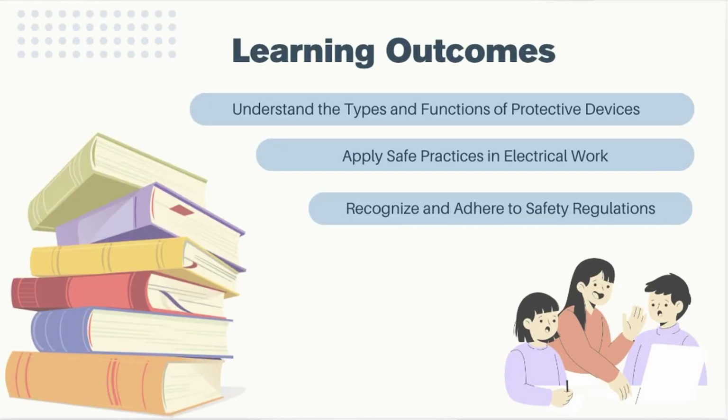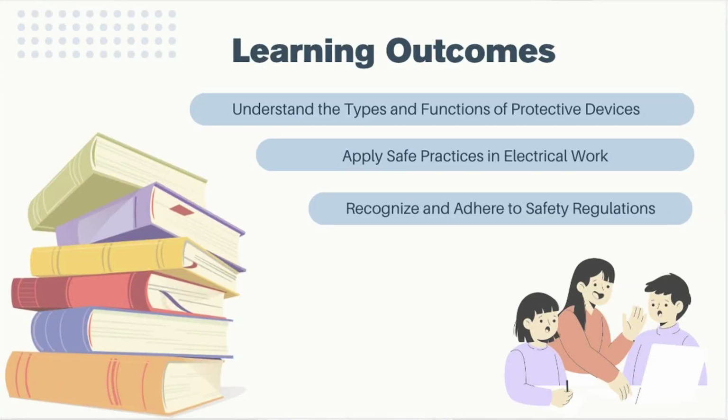The learning outcomes. By the end of this lecture, learners will be able to understand the types and functions of protective devices. They will be able to identify key protective devices such as starters, relays, and circuit breakers and explain their working principles, power ratings, and applications in electrical systems. They will also be able to apply safe practices in electrical work.